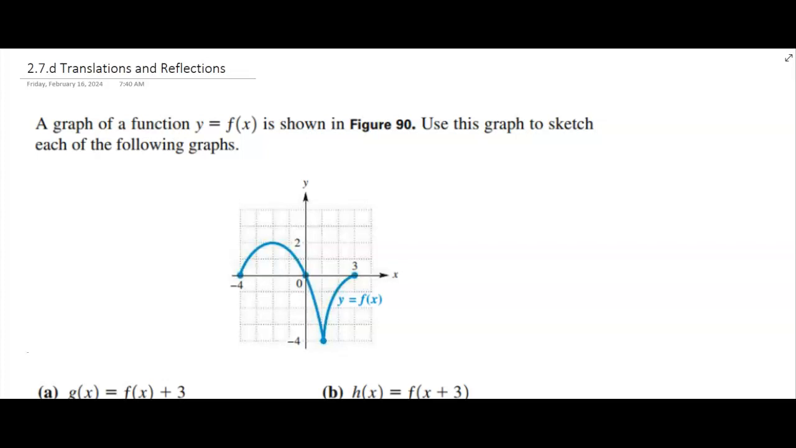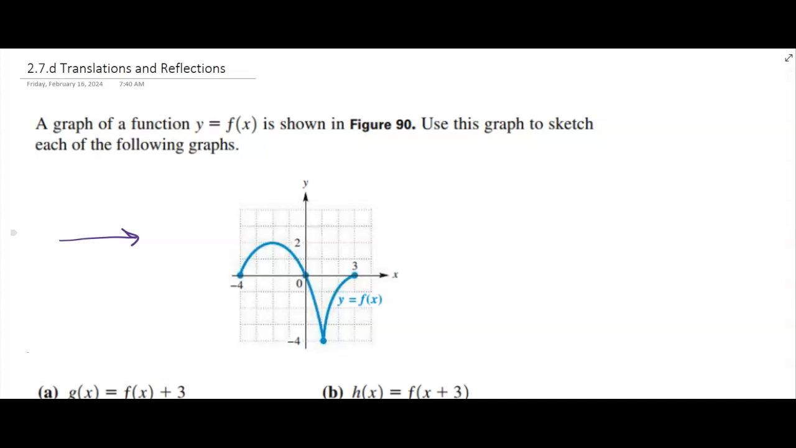Okay, so in this example, we're going to look at translations and reflections. So we're not going to worry about things stretching or shrinking. They give us a graph, okay? They don't give us an equation this time. So we have to use this graph. And the thing to remember is you have to maintain the shape, okay? So you can see what it looks like.